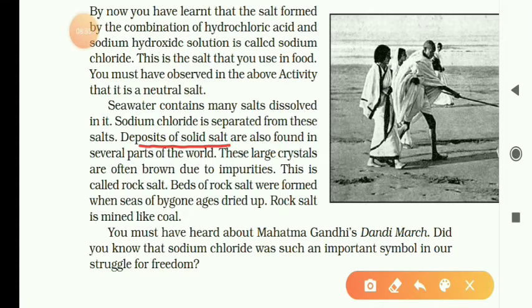These large crystals, large grains, are often brown due to the impurities. This seems to be brown in color. This is called rock salt. So now, what is rock salt? The soluble salts dissolved in the seawater deposit as a solid salt in the form of large crystals, which turn brown due to the impurities, and these deposits are called rock salt.